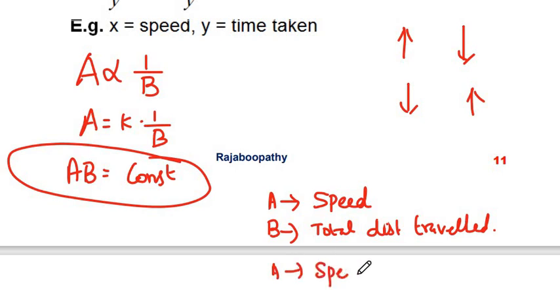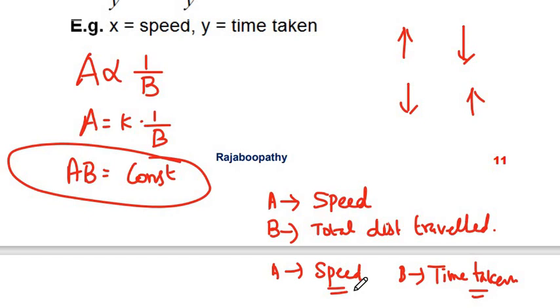A is speed and B is time taken to cover a journey. Is this inverse variation or direct variation? Speed and time taken to finish a journey. So this is direct variation or inverse variation. Very good. Most of them typed correctly. Inverse variation. Everyone typed correctly.